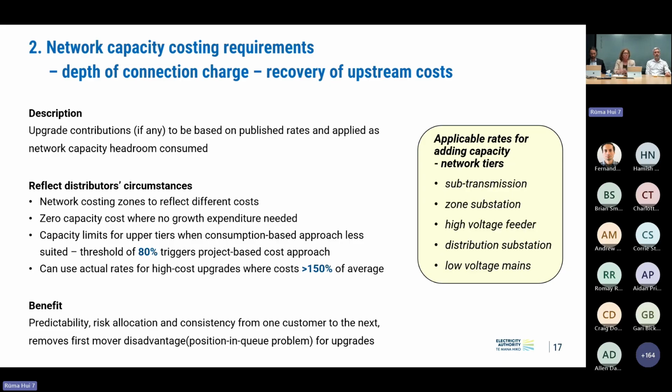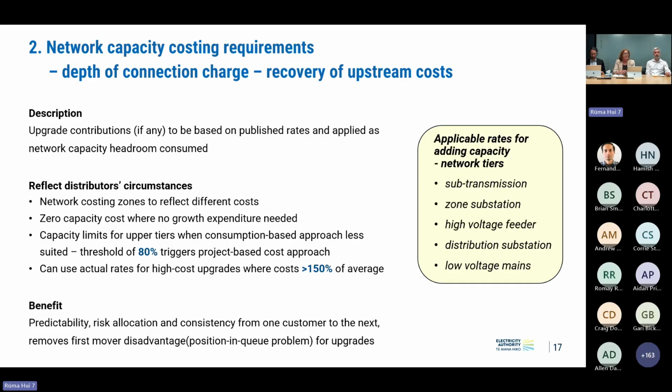Under a project-based approach, there are position and queue issues. For example, 5 people may connect to the network over time, and eventually all the available upstream capacity is used up. When the 6th person comes to connect, there's no more capacity, and they are asked to fund or contribute to the upgrade of a significant network asset.